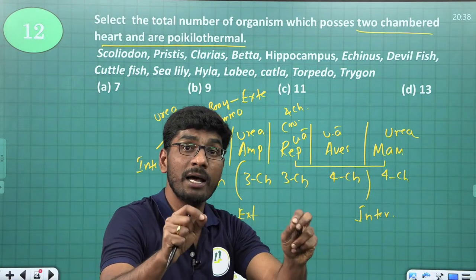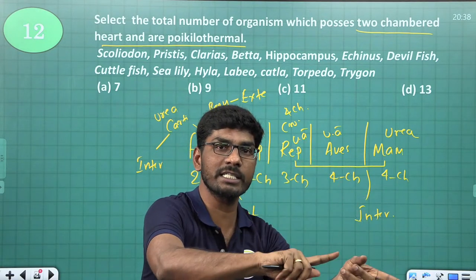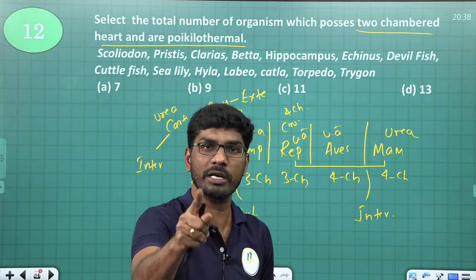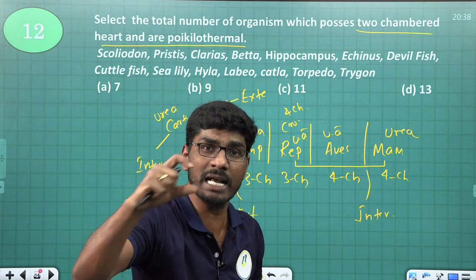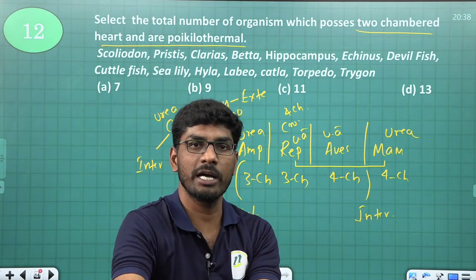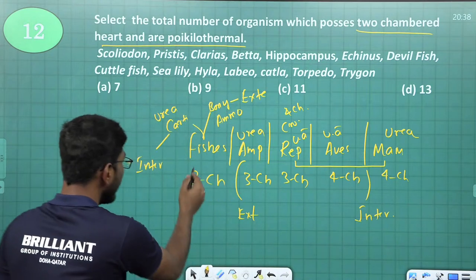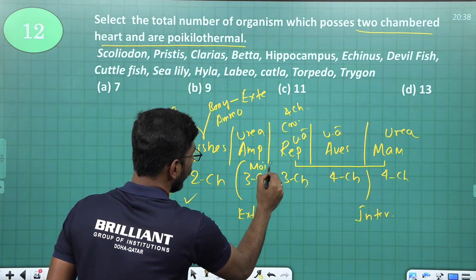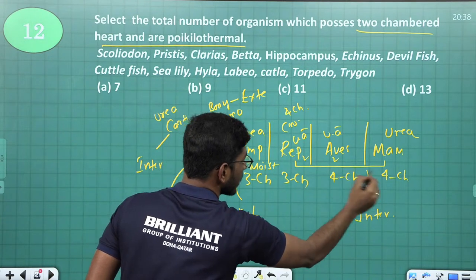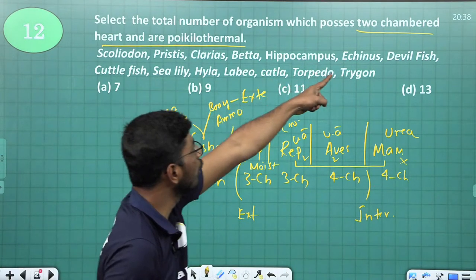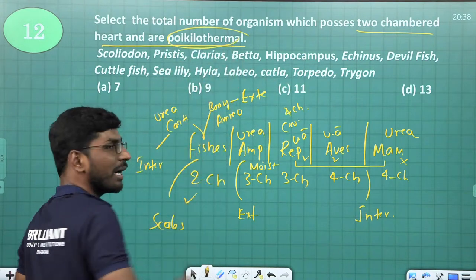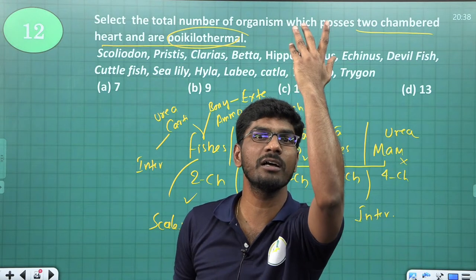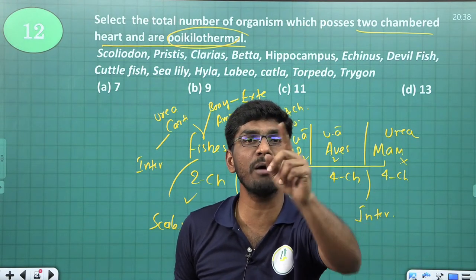So better if you compare. This class has this characteristic feature, this class has this character. Easy to get the answer. I'm telling you, it's been a long time I'm teaching. If you compare and write the classes, here it is internal, here it is external, here two chamber, here three chamber. Now tell me, here scales are there, yes or no? Scales are there. Here moist skin, no scales. Again here scales are there, no scales. So they're talking about what? Two-chambered heart, poikilotherm. My dear kids, only the first three classes are poikilotherm, cold-blooded. Rest of all are what? Birds and mammals are warm-blooded, homeothermy.